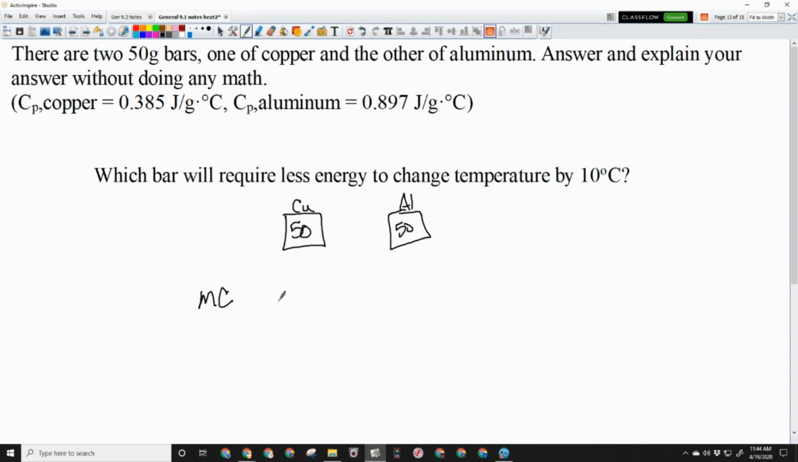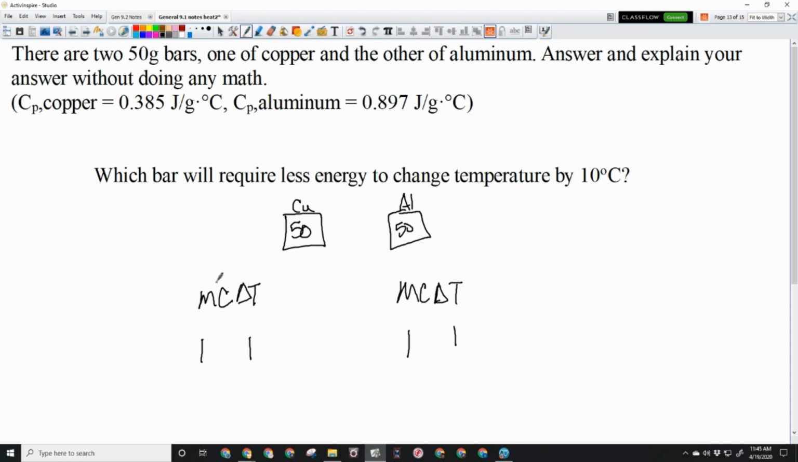So MC delta T, because it's asking energy, all right? MC delta T, all right? So which is going to require less energy without doing any math? So without taking the mass, which is 50, multiplying it by the specific heat, which is 0.385 times the change in temperature, which is 10. Let's just think about, what if the mass was only 1? And what if the temperature was only 1? Okay. So on both of these.